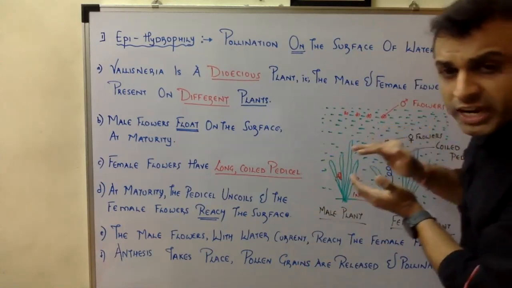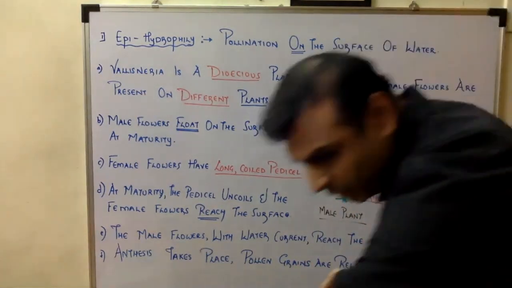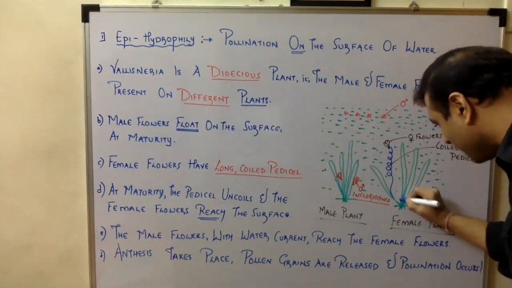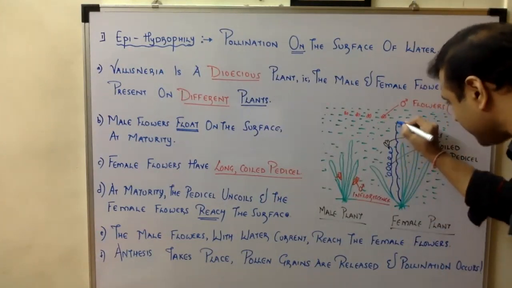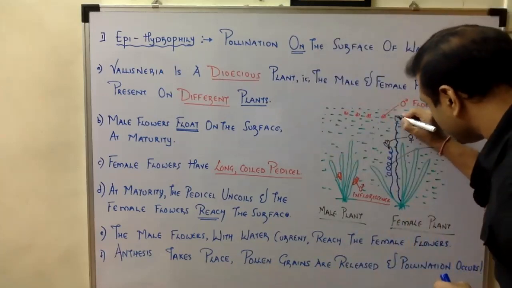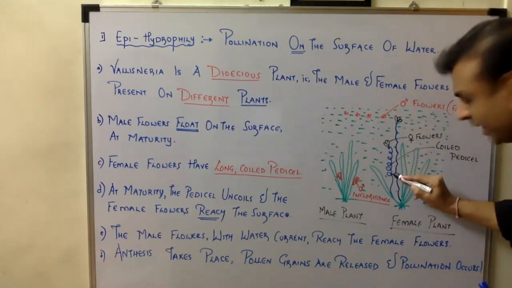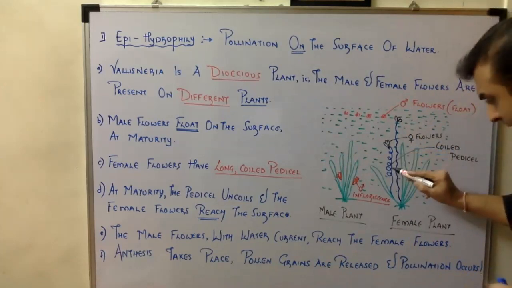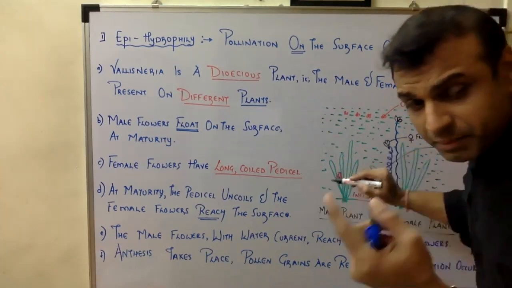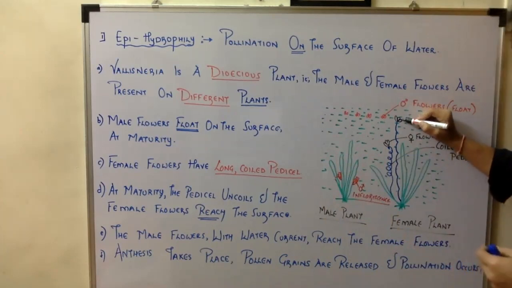ओके, जैसे ही मैच्योरिटी होगी ये पेडिसल अनकॉइल होगा. नाउ लेट मी एक्सप्लेन दिस. ओके, ये पेडिसल अनकॉइल होगा और उसके वजह से जो फीमेल फ्लावर्स है ये सरफेस तक पहुंचेंगे. तो लेट अस कंसीडर ये अनकॉइल्ड पेडिसल है और ये कॉइल्ड पेडिसल है. डिफरेंस समझ में आ रहा है? राइट. तो अभी तक इसका फ्लावर इमेच्योर है. जब ये फ्लावर मैच्योर होगा तो ये पेडिसल अनकॉइल होके फीमेल फ्लावर सरफेस तक पहुंचेगा.